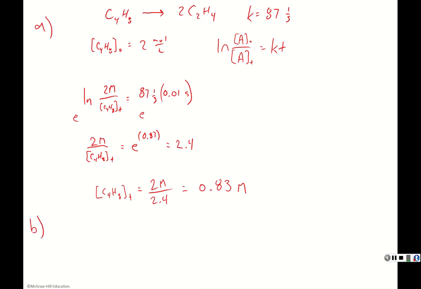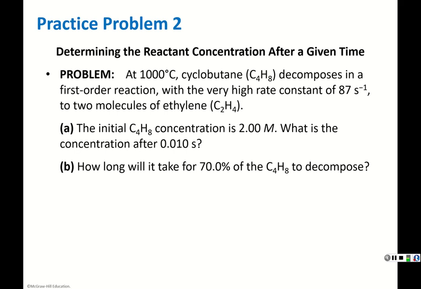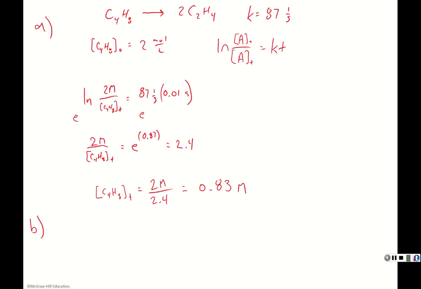we want to know how long it will take for 70% of that to decompose. So what we can do is say, starting at 2 molar, 70% of that, times it by 0.7, would be 1.4 molar. So 1.4 molar is how much has decomposed, so 2 minus 1.4 is what we're left with, which is 0.6. So that's the concentration we would have after 70% has decomposed.